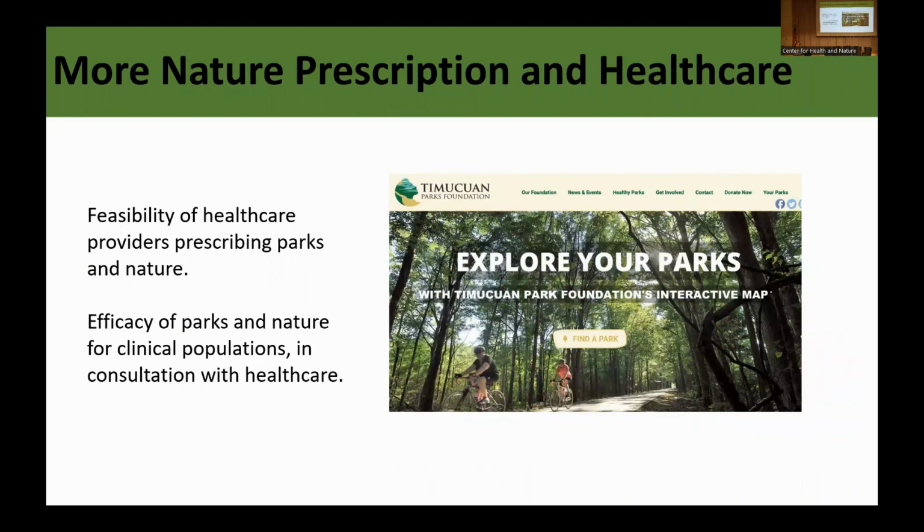More nature prescription in healthcare. So this is a really promising, interesting area. And I think feasibility, we were working on a small study in Jacksonville with Timucuan Parks Foundation, which is a not-for-profit organization supporting the parks in Jacksonville, and Mayo Clinic, a collaboration there, to look at the feasibility. What do healthcare providers think of this? So we have parks, they're ADA compliant, they allow patients to come. That's sort of step one, but the other side of that is, what do the clinicians think? What do they need from us? What do they need to know? Do they want to know, et cetera? So I think there's a lot there that's very interesting.